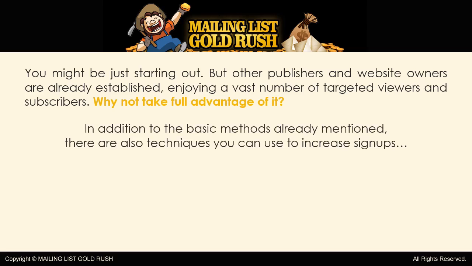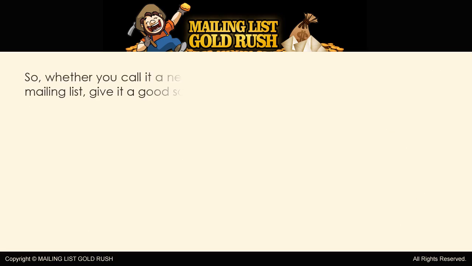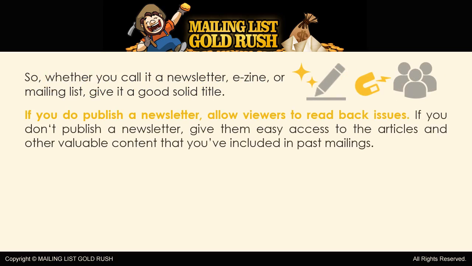In addition to the basic methods already mentioned, there are also other techniques you can use to increase signups. The first one is to choose a very distinct and compelling title for your mailing list. And no, you don't have to own a traditional newsletter. Just the fact that you keep in communication with your subscribers on a regular basis automatically qualifies your messages as a publication. So, whether you call it a newsletter, e-zine, or mailing list, give it a good, solid title. One that not only reflects the niche you're operating in, but one that will also attract both publishers and potential subscribers.